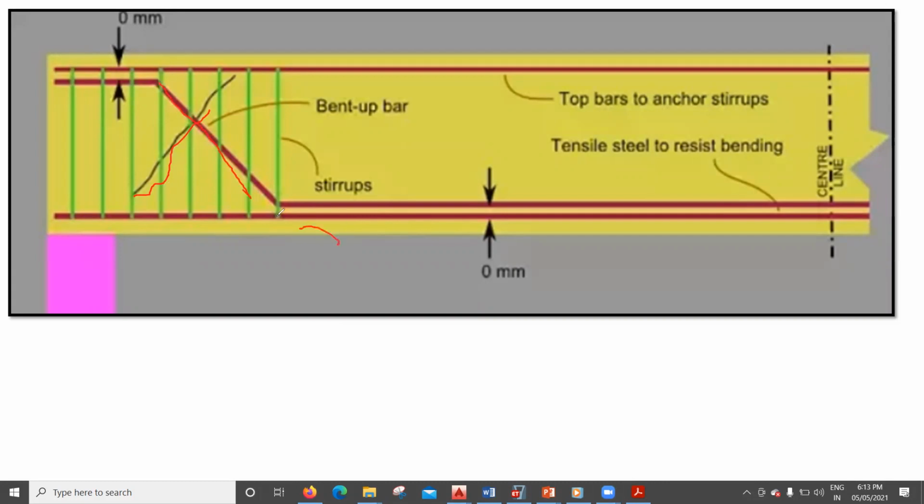But let us say the crack is coming in this direction. Let me delete everything. During the reversal of the stress, if the crack comes in this direction, then what will happen? Only my vertical stirrups will be in a position to resist them, whereas this will not be in a position to resist that. Okay, so that is the reason we don't use crank bar nowadays.